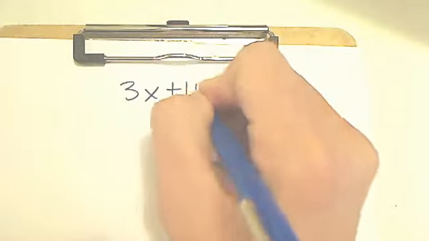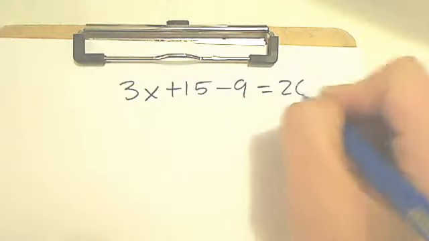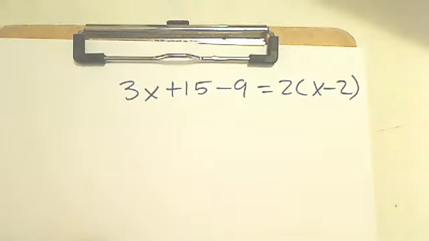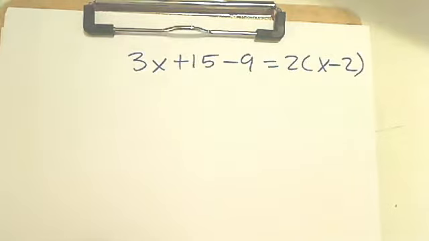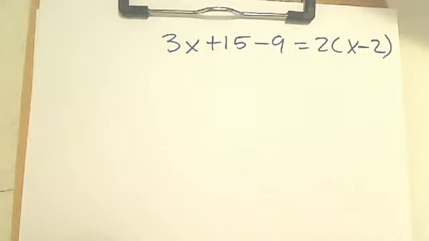3x plus 15 minus 9 equals 2 times x minus 2. That's probably the hardest problem I can find. Let me give you a little clue here. No negative variables. Go and work it out. Share your answers with your friends.